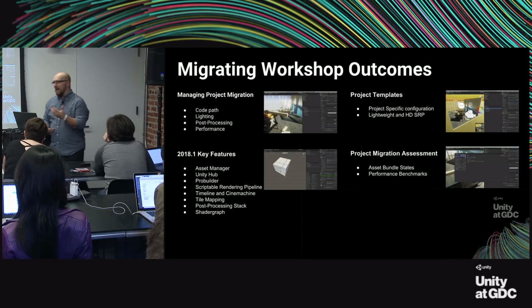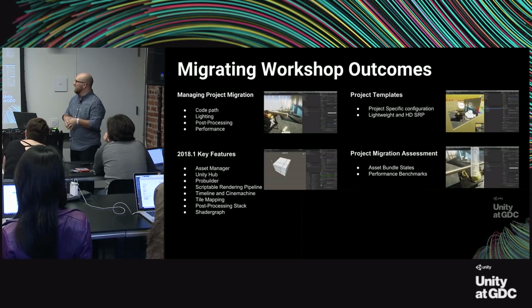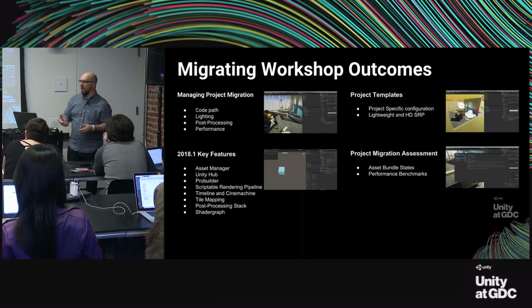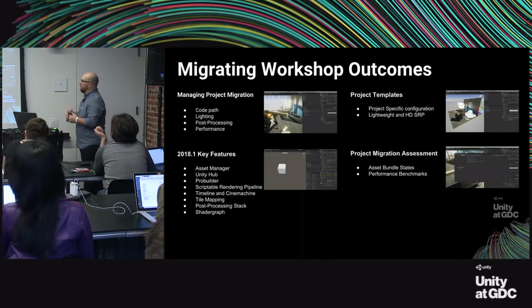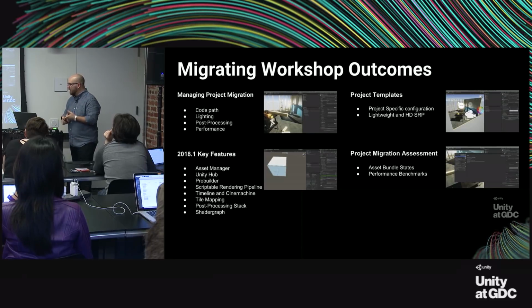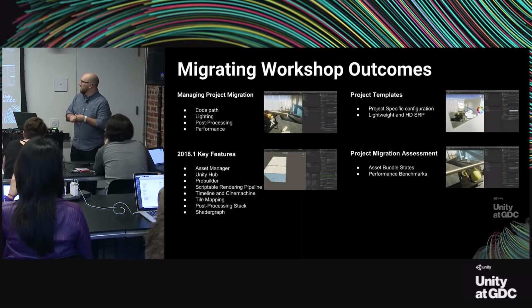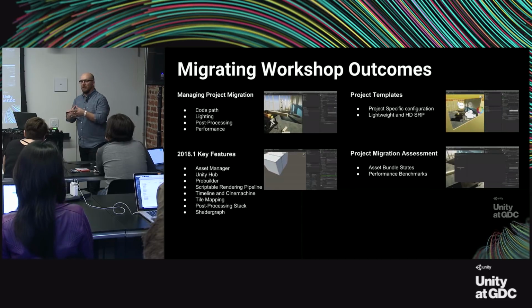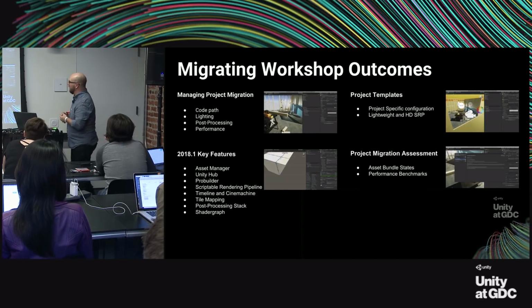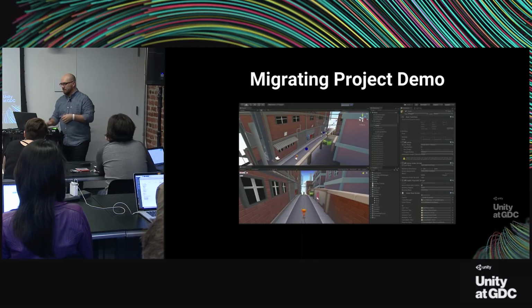So now that we have these new scriptable rendering pipelines, we want to make it just really easy to start up a new project using one of these pipelines and getting going with that. And then we have our project migration assessment. So if you have asset bundles and things like that, you want to be able to access those, look at them, inspect them, and make sure that they're ready to go inside of 2018.